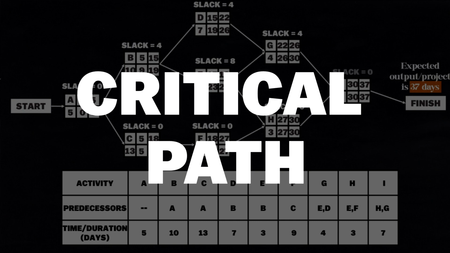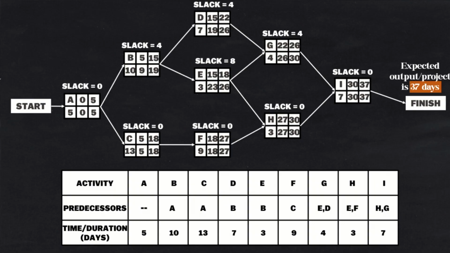So, to determine which activity is on the critical path, you will look at the slack that is equal to 0. Now, we can identify the activities on the critical path. We can see that activities A, C, F, H, and I are part of the critical path.